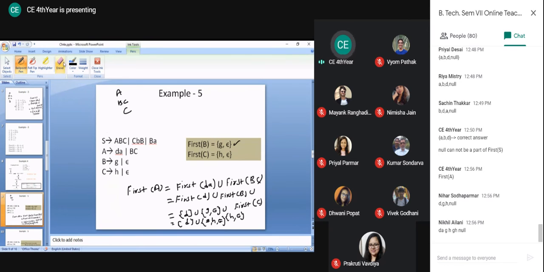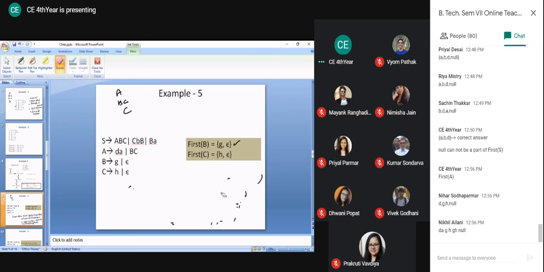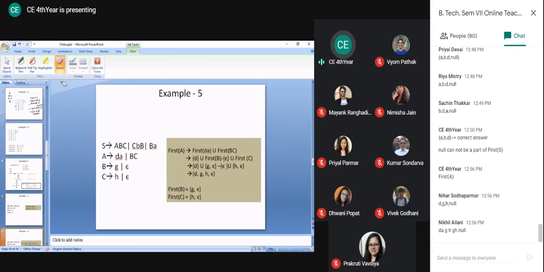So finally what we'll get? The answer is D, G, H and null. So the final answer will be D, G, H and null. That is the correct answer. If we consider it like this, we'll get D, G, H and null. From first of DA we are getting D. Then from first of B we'll get G, null and null.